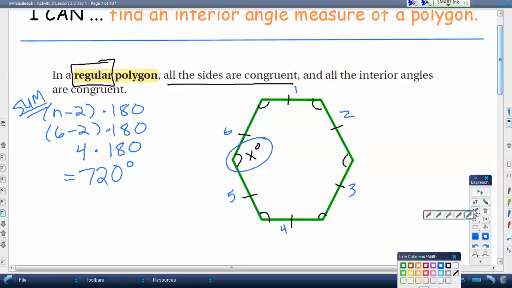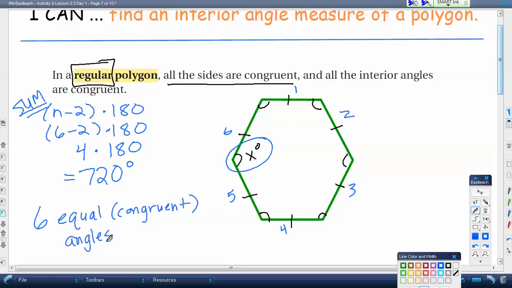A regular hexagon would have 6 equal, or maybe I should use my math vocabulary instead of saying equal. Equal is a decent math word, but we've talked a lot about congruence lately. So 6 equal or congruent angles. So what that means is those 6 angles are all equal. If I take 720 degrees, the total sum, and I divide it by 6, it's going to tell me the value of each of those angles, which is 120 degrees.